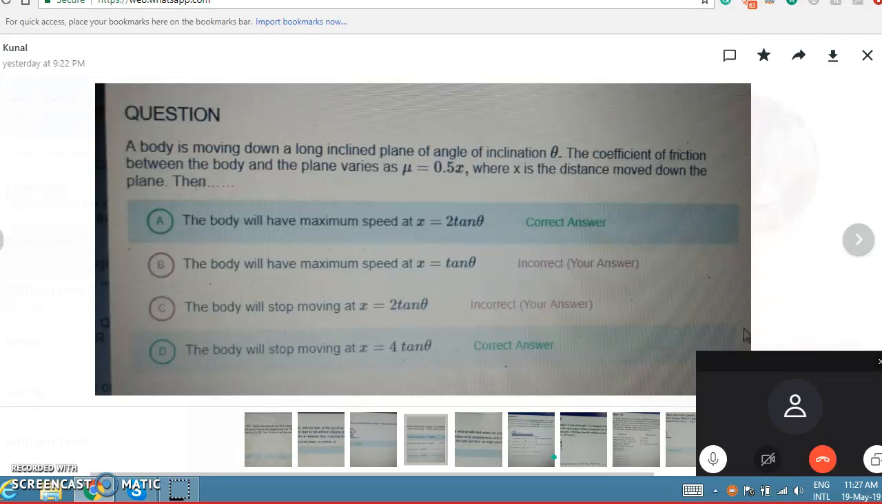Okay, let's talk about this question. A body is moving down an inclined plane of angle of inclination theta. The coefficient of friction between the body and the plane varies as mu is equal to 0.5x, where x is the distance moved down the plane. It is asking basically when the body will have maximum speed, and it is also asking when it will stop.